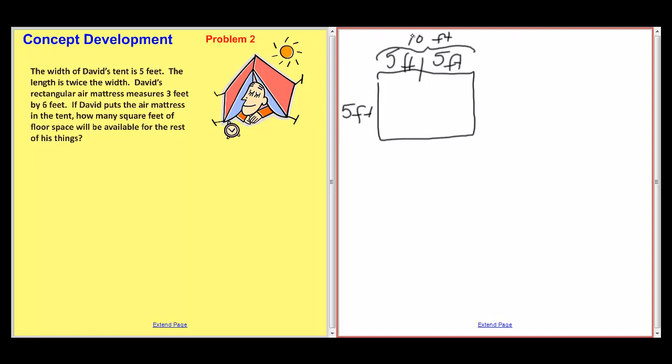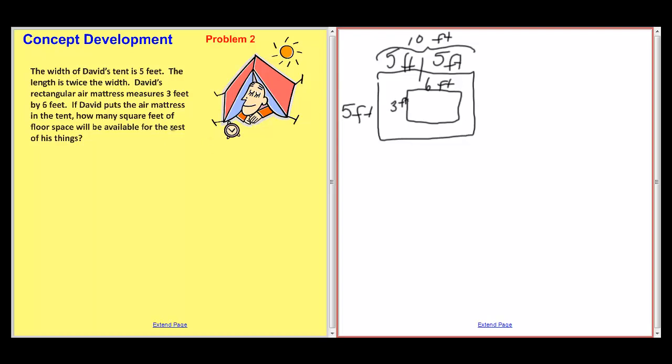Then it says that his air mattress measures 3 feet by 6 feet. So he's going to put it inside the tent. So I'm going to draw it inside the tent, okay? I'm not going to really draw it to scale, but let's say that this is 6 feet and this is 3 feet. It says how many square feet?